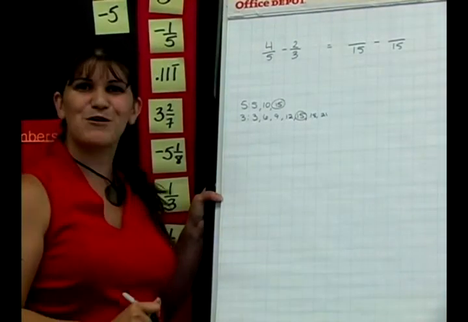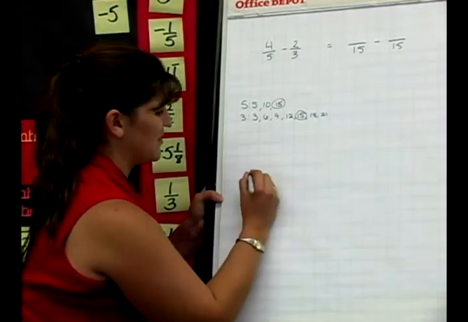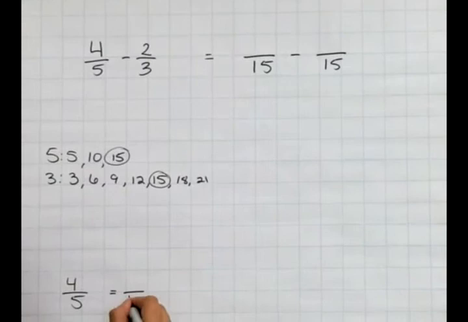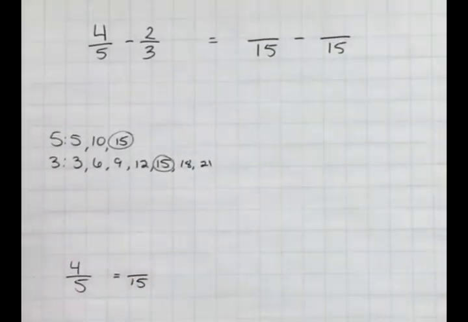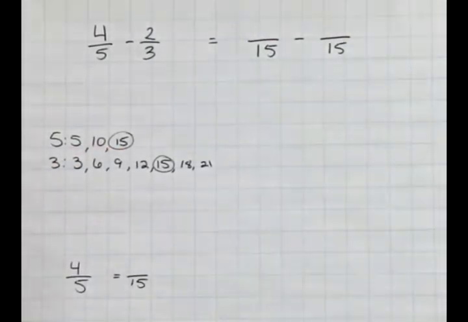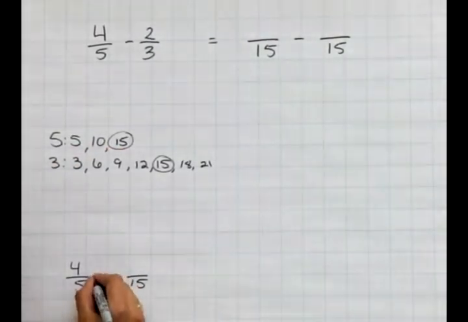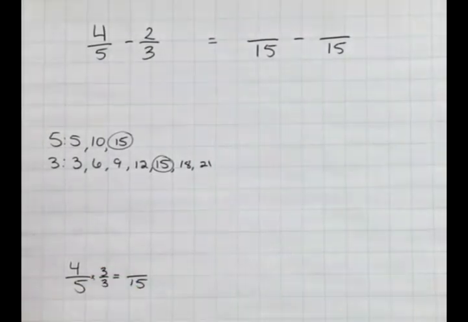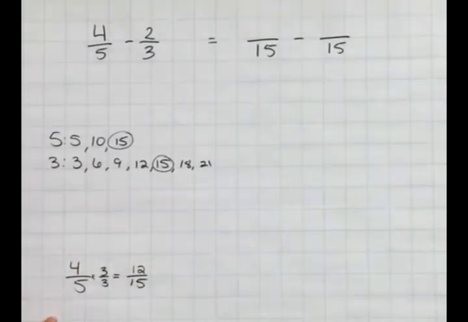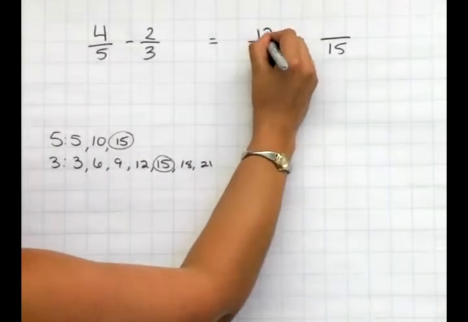I have to figure out what my numerators are going to be. So I have the number 4/5, and I need to turn the denominator into 15. So I have to ask myself, what times 5 equals 15? Well, I already found it, 3. So whatever we do to one number, we have to do to the other. 5 times 3 equals 15, 4 times 3 equals 12. 4/5 is equivalent to 12/15, so I can write that in.